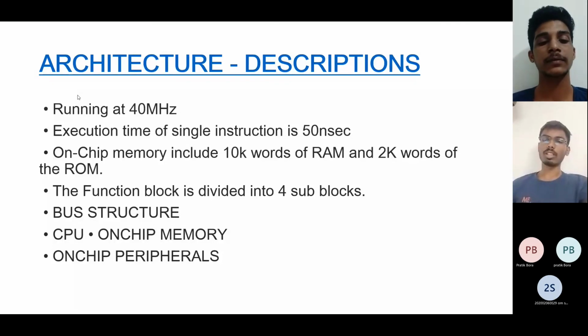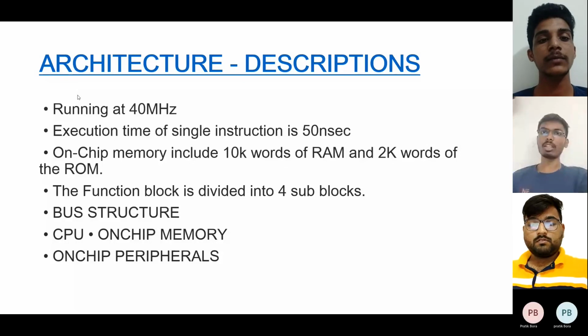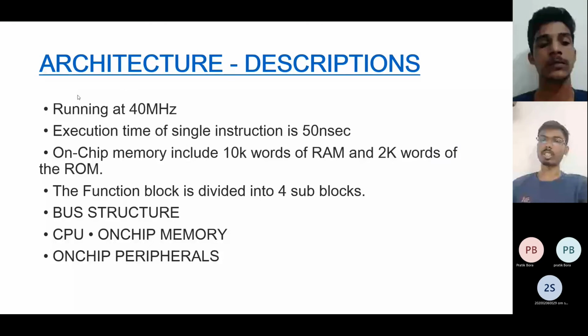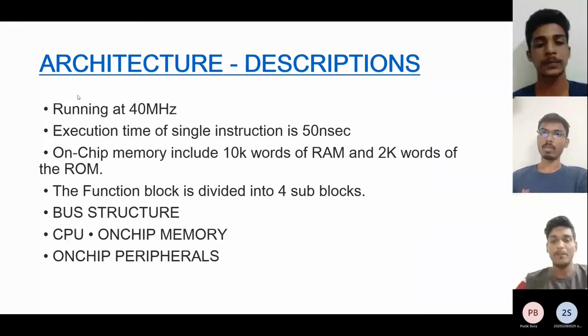First, the processor is running at 40 megahertz. Execution time of a single instruction is 50 nanoseconds. On-chip memory includes 10K words of RAM and 2K words of ROM. The functional block is divided into 4 sub-blocks: bus structure, CPU, on-chip memory, and on-chip peripherals.